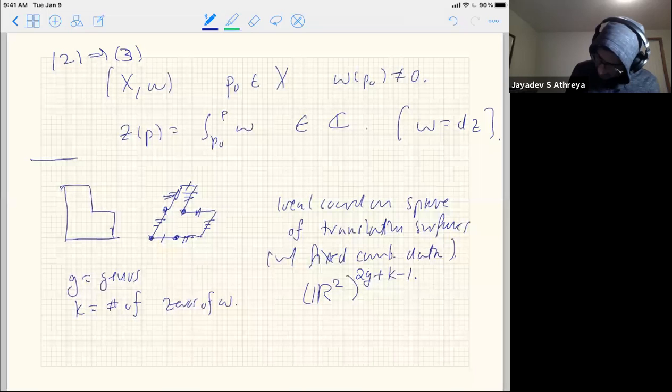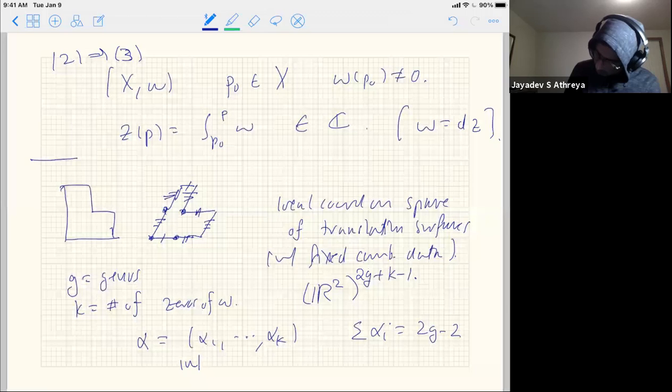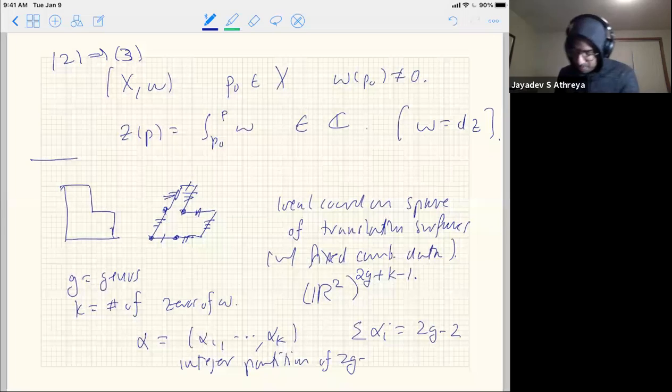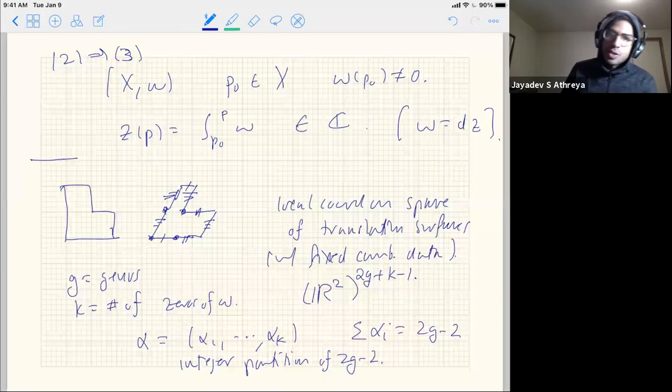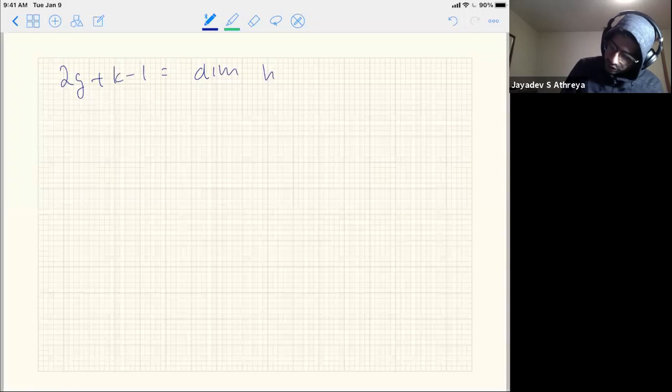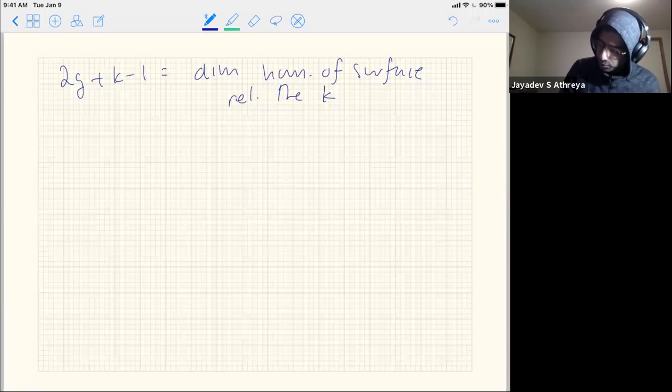In fact, when I say that I specify the combinatorial data, what I'm really specifying is alpha, where the sum of alpha_i is 2g minus 2. This is an integer partition of 2g minus 2. And so this 2g plus k minus 1 is the dimension of homology of the surface rel the k singular points, or the k marked points, singular points.